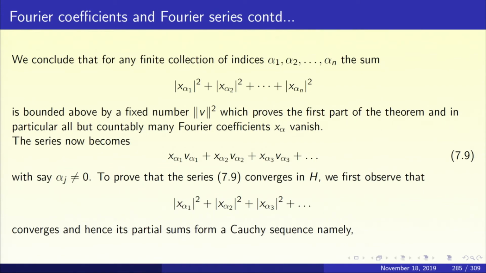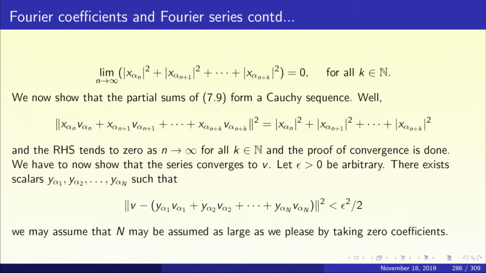Now, we shall prove that this series 7.9 converges in H, that is, it converges in norm, and for that we first observe that mod x alpha 1 squared plus mod x alpha 2 squared plus mod x alpha 3 squared plus etc. converges as we have just seen, and hence its partial sums form a Cauchy sequence, namely the limit as n tends to infinity of mod x alpha n squared plus mod x alpha n plus 1 squared plus etc. plus mod x alpha n plus k squared equals 0 for all k.